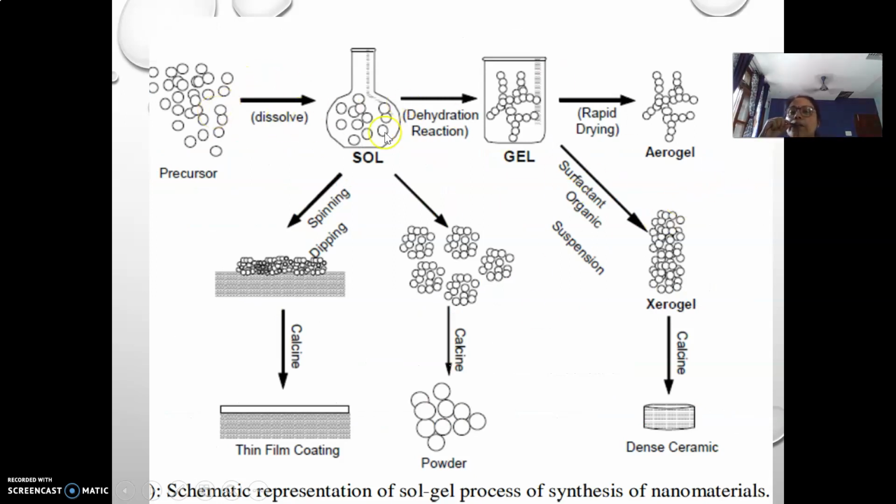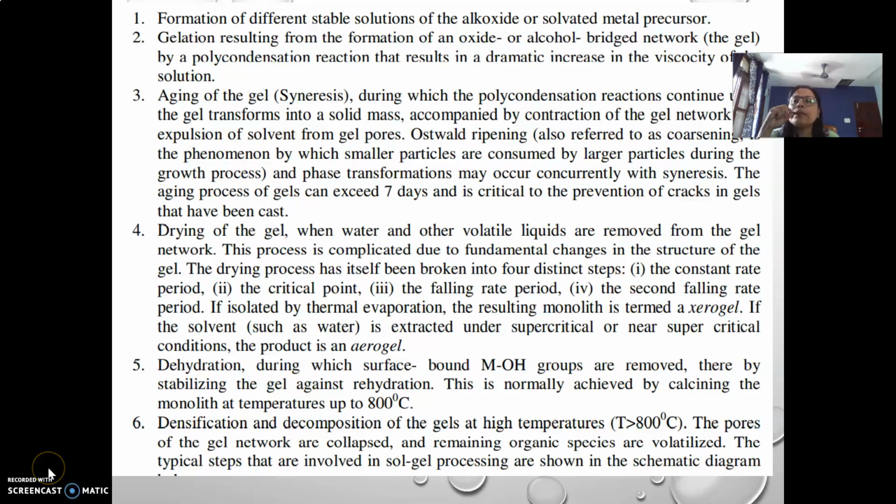And this is the way you can solve it. You have the precursor, you dissolve it to get the sol, you dehydrate it to get the gel. Rapid drying will give you the aerogel. Surfactant, if you allow another molecule. So we can say that in the sol gel process, we can proceed with the following procedures.